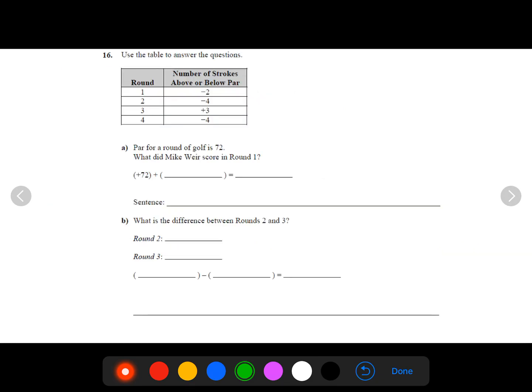Number 16, use the table to answer the questions. Par for a round of golf is 72. What did Mike Weir score in round 1? So in round 1, number of strokes above or below par. So in round 1, it was negative 2. So that means 72 plus negative 2, which in this case is positive 70. So he scored 70 in round 1.